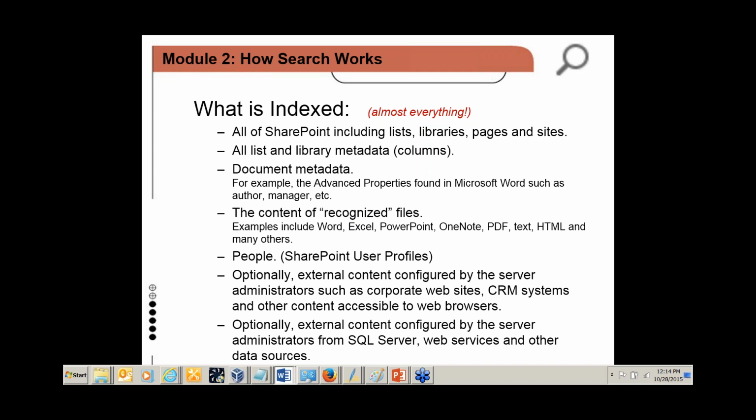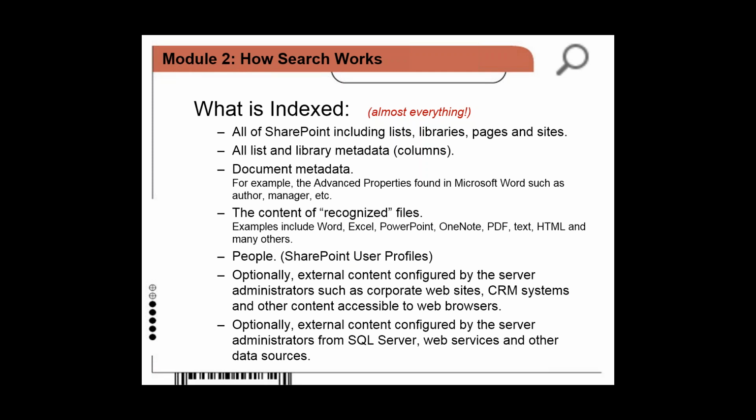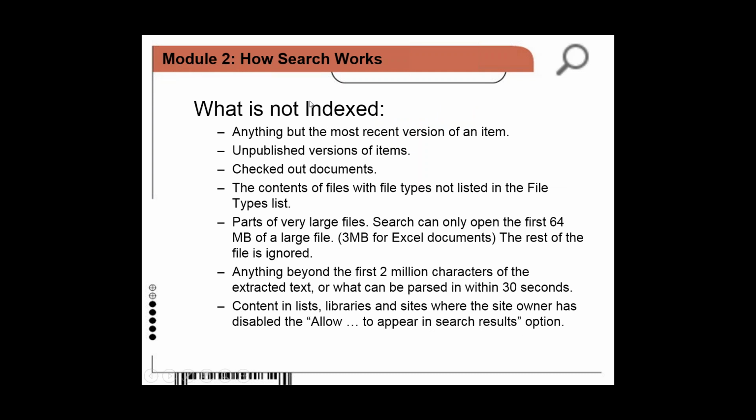It also indexes user profiles to discover things about people, and as mentioned before, external content from all kinds of sources. Your accounting systems, your CRM systems, tables inside a SQL Server. What's not indexed? This is the gotcha list. Anything but the most recent version of an item. So if I have a keyword in an old version of a document, I'll never be able to find it in search. It's only indexing the most recent version of that document that has been published and checked in.